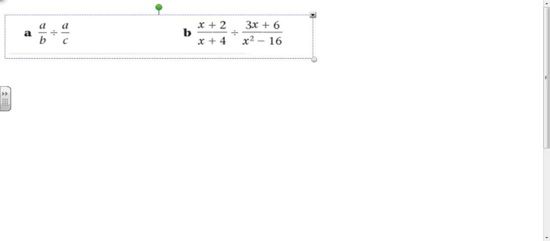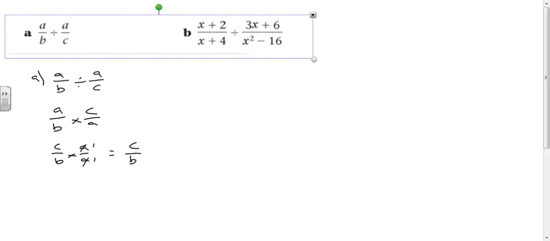So let's see how that works in terms of the algebra. So with part A here, we've got A over B divided by A over C. So we're going to do A over B times by C over A. So then if we swap the tops over, that's going to be C over B times by A over A. A over A cancels, to be 1 over 1. So C times 1 is C, B times 1 is B. So we get C over B.